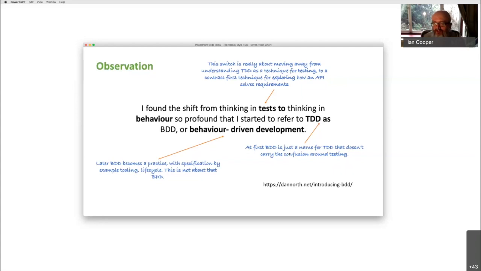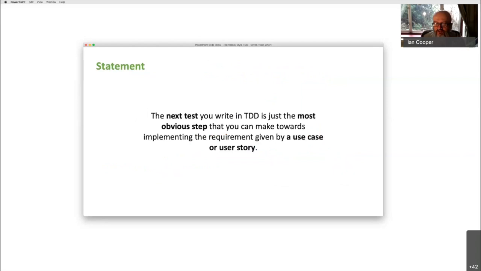So the rule in TDD is that the next test you write is the most obvious step in implementing a use case or user story. In a sense, that's the question that answers everything: what test do I write next? The most obvious step towards implementing a requirement. I've got a blank sheet of paper. What do I write? I should have a requirement from a customer, which says there's something I need in the domain. And the next test I write is the most obvious thing I can do in taking a small step towards implementing that.